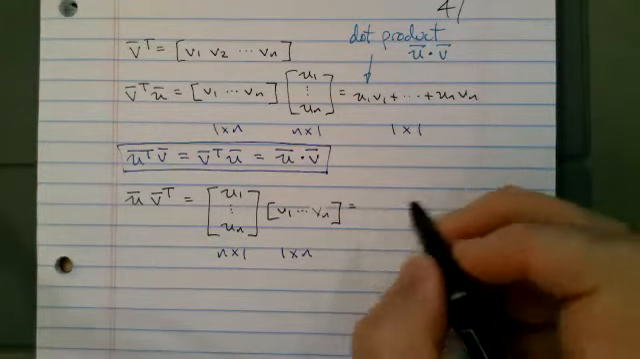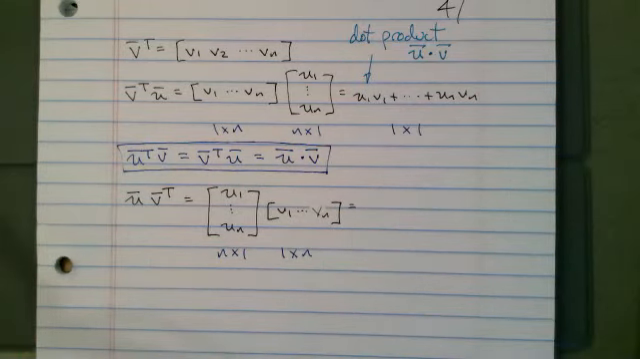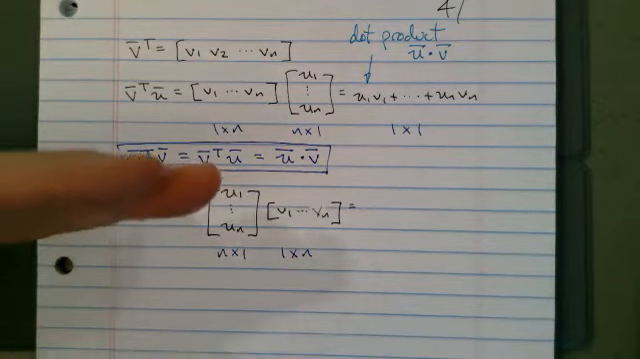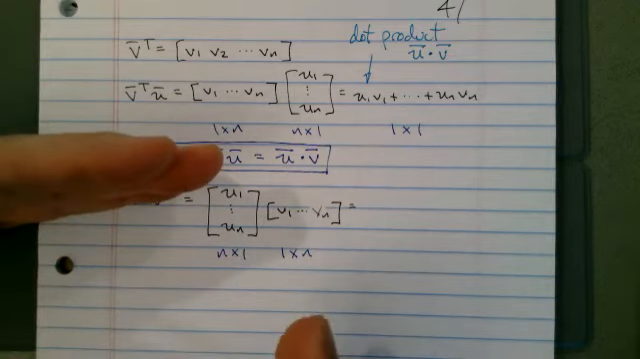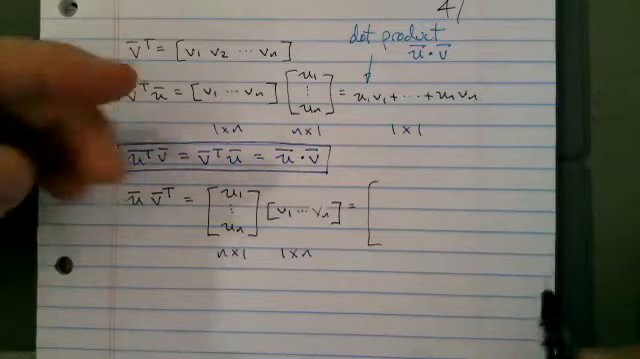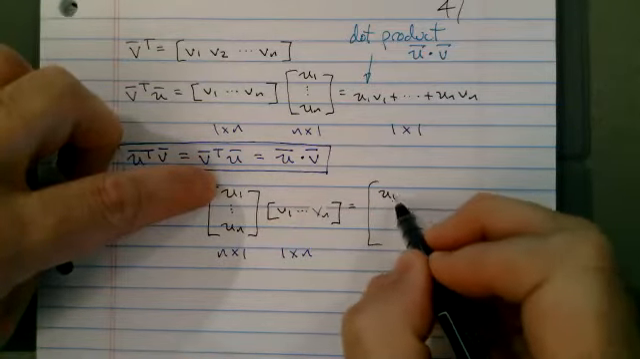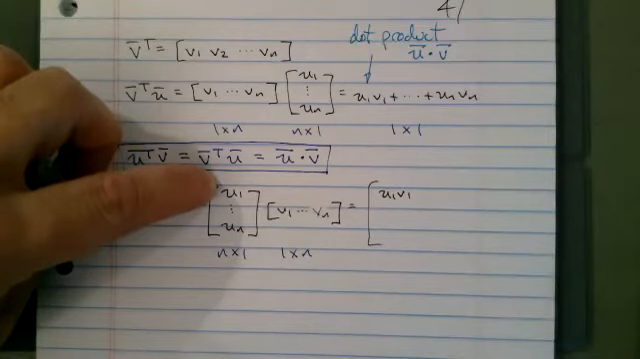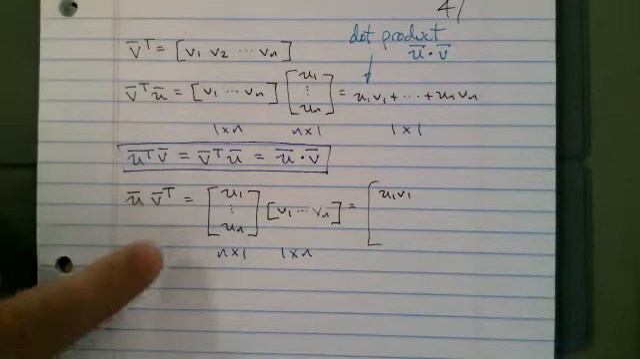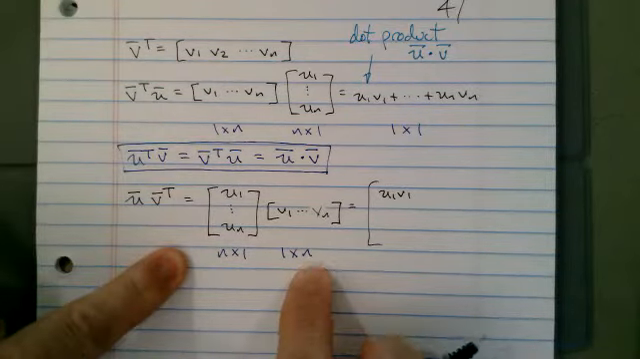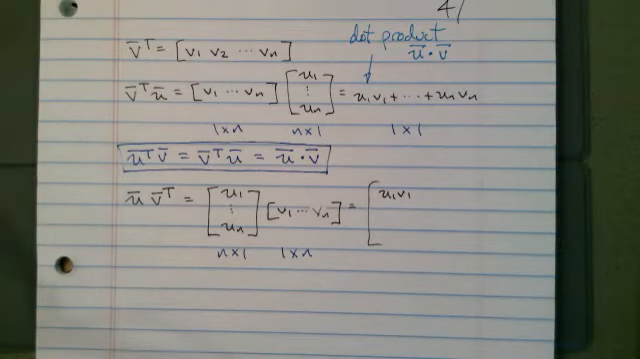So we want to multiply the first row of U times the first column of V. So I get U1 times V1. What did I write wrong? Did I write something wrong?